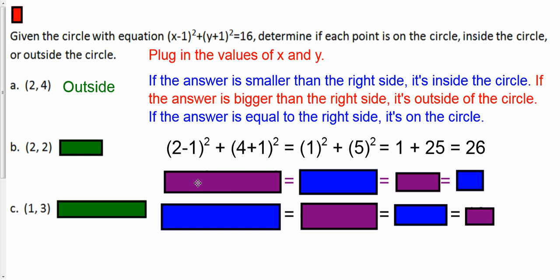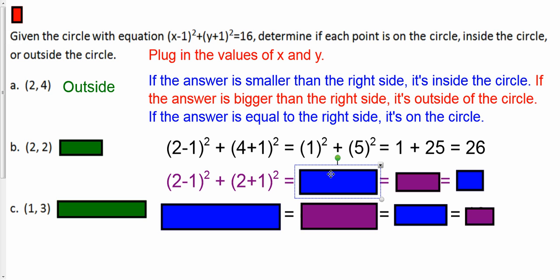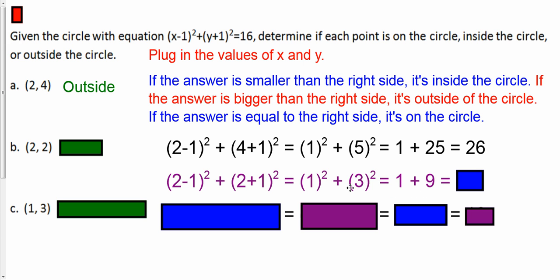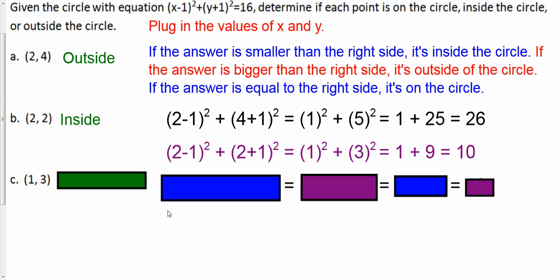Okay, going on to the next one. We're plugging in 2 and 2, so 2 minus 1, right here, and 2 plus 1 right here. 2 minus 1 is 1. There we go. 1 right here. 2 plus 1 is 3. That goes there. 1 squared is 1. 3 squared is 9. 1 plus 9 is 10. And 10 is smaller than 16. So that one's going to be inside of the circle.